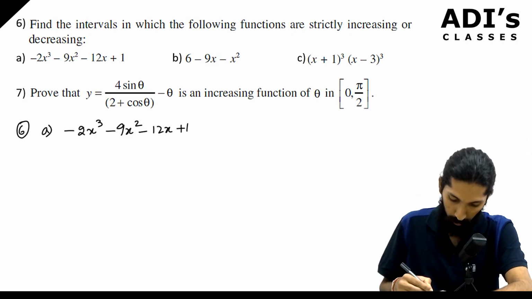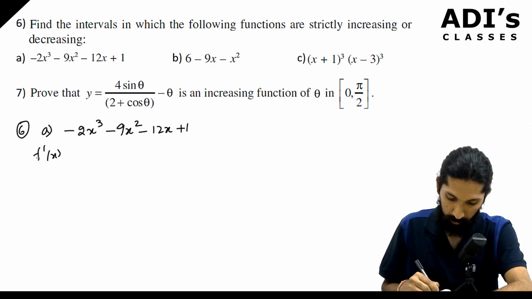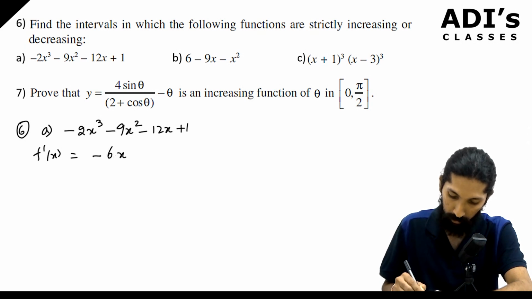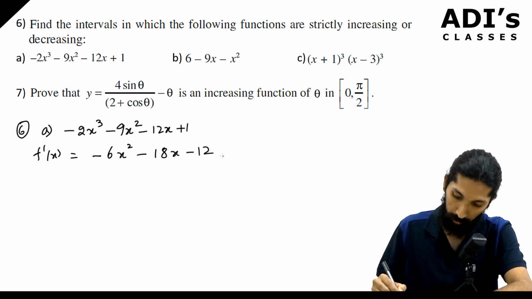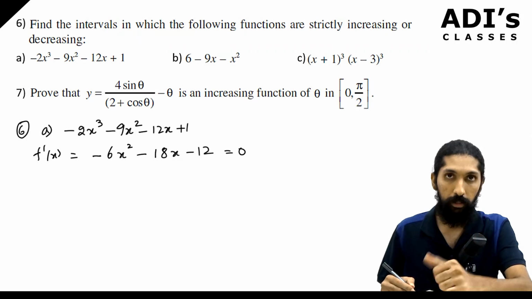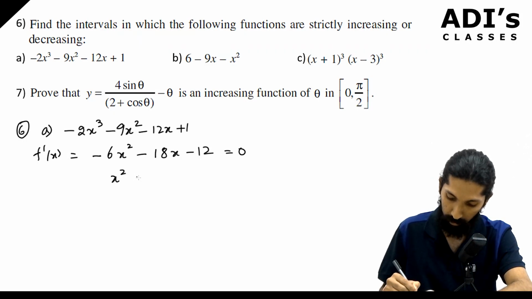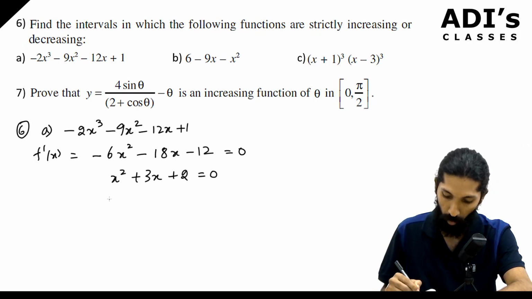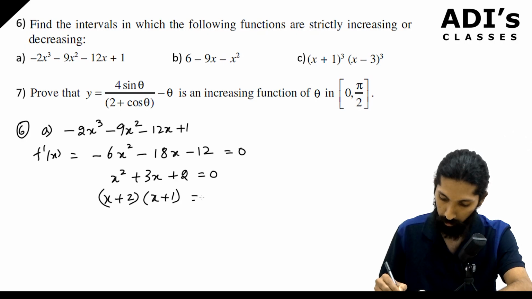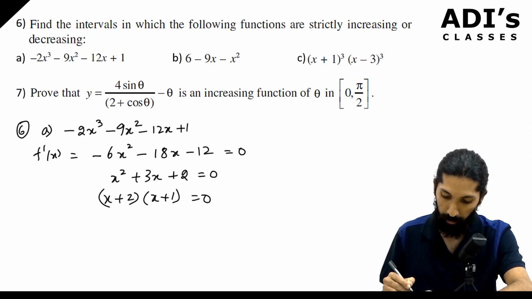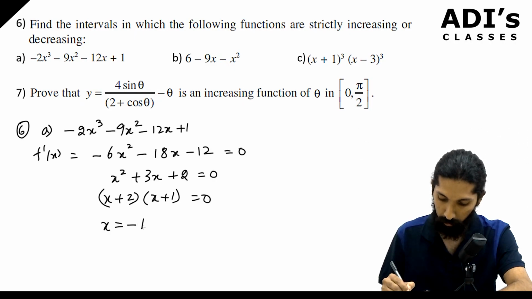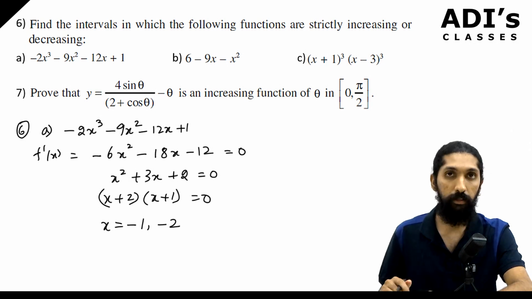Differentiate. When you differentiate, f dash of x is going to become minus 6x square minus 18x minus 12. Equate this to 0. You can divide by minus 6, right? You'll get x square plus 3x plus 2 is 0. Or you can write this as (x plus 2) into (x plus 1) is 0. Remember splitting the middle term type of questions. So what are the values of x now? x is either minus 1 or minus 2, right?